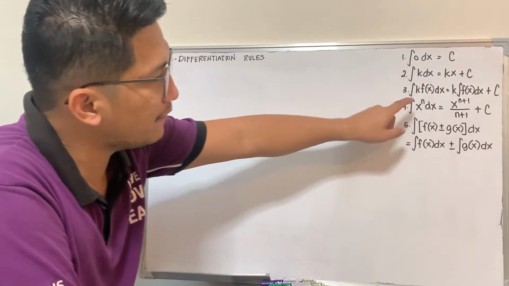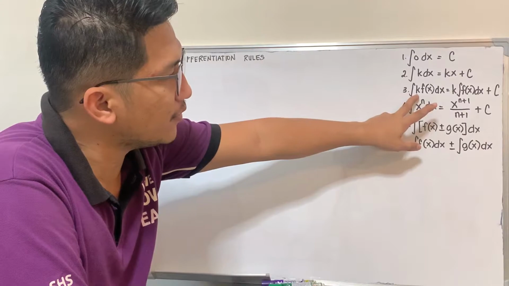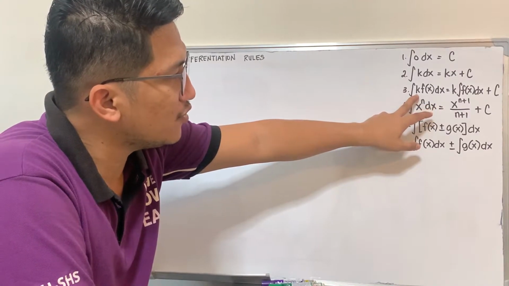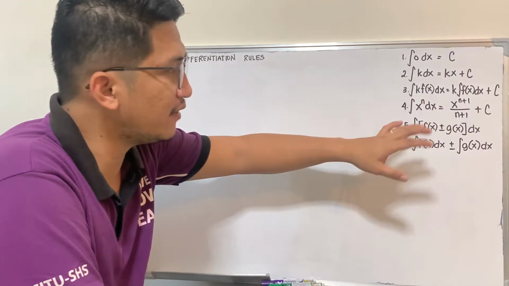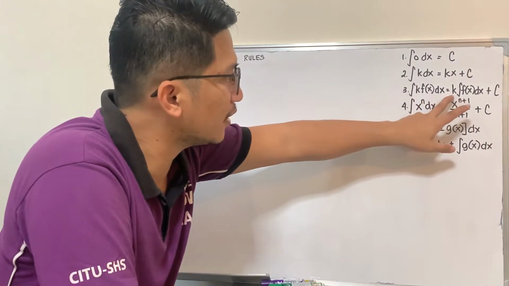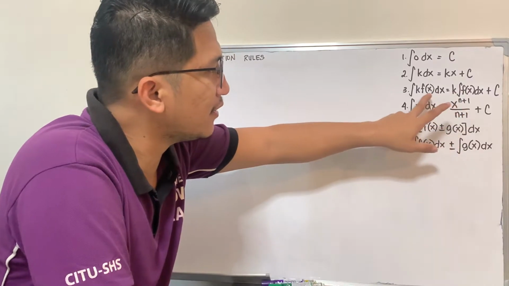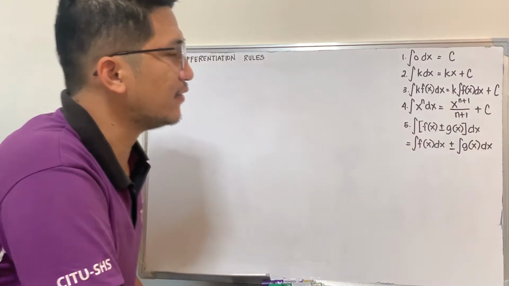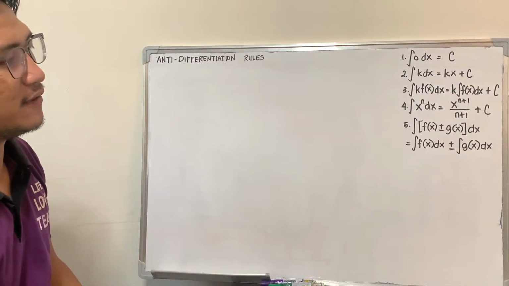Number 3, we have k f of x, meaning there is a numerical coefficient. If there is a numerical coefficient, the same as with the derivative, you can set it aside. You do not touch it. You just integrate the f of x directly. Okay? So that is the concept.